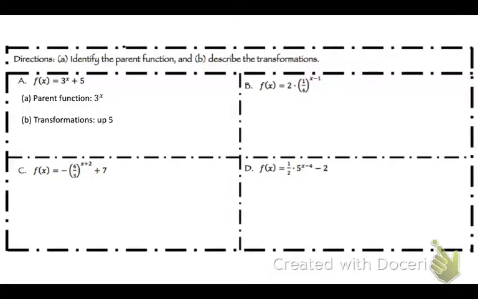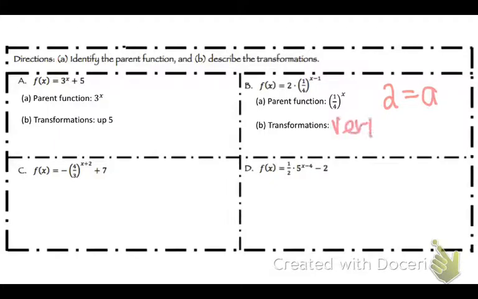Okay, now let's look at b. So here my parent function is 1/4 to the x power. You ignore everything else, just whatever's being raised to the x power. Now that 2, that's in front, so that's my a value. I should maybe write this. 2 is my a value. 2 is greater than 1. So this is going to be vertically stretched by 2.